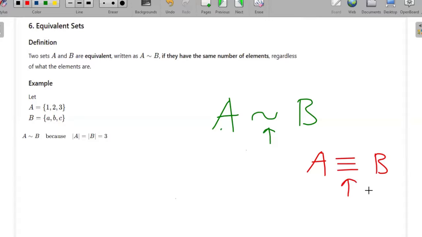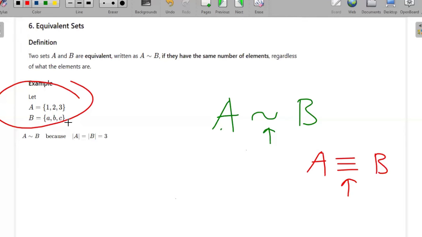So meaning that the number of elements in A is the same as the number of elements in what? In B. And I gave an example here. Set A has 1, 2, 3, and set B has A, B, C. If we count the number of elements in A and the number of elements in B, they're the same. They all contain three elements or members. So meaning that they are going to be what? Equivalent.